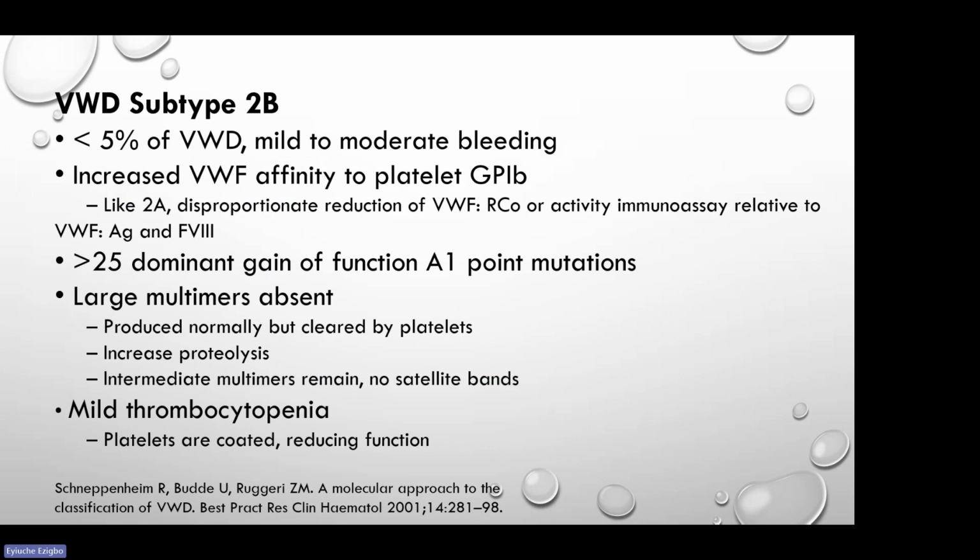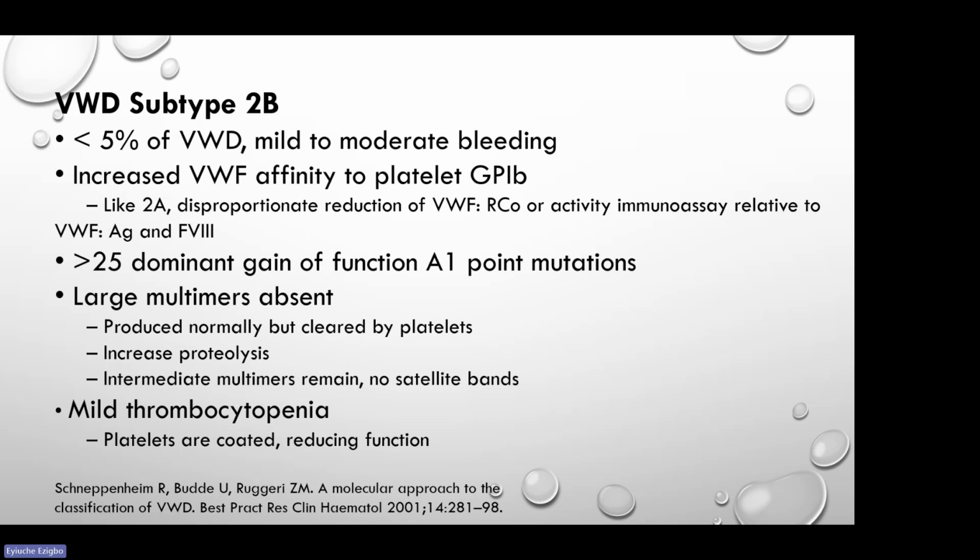Okay, so von Willebrand disease type 2B constitutes less than 5% of the total von Willebrand disease we have. So it's smaller. Mild to moderate bleeding occurs. There is increased von Willebrand factor affinity to platelet glycoprotein 1b. So the mutational change that occurs in this disorder makes von Willebrand factor have more affinity for platelets, like those binding platelets unnecessarily.